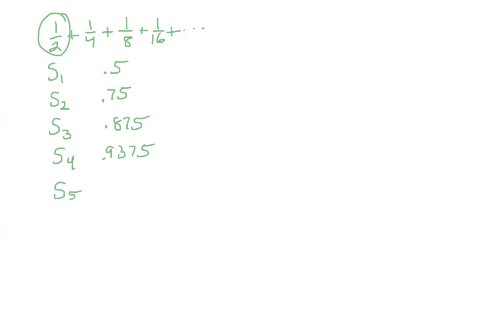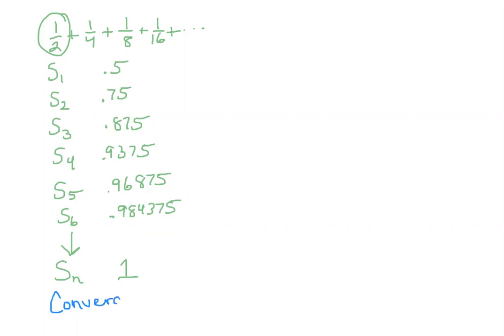We get 0.96875, and up to 6, we get 0.984375. And this is getting closer and closer to 1; if we did infinitely many, we would get 1. Okay, a series that is an infinite series approaching a certain number is called convergent.